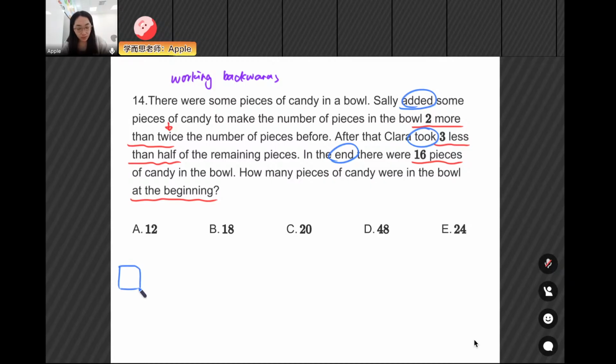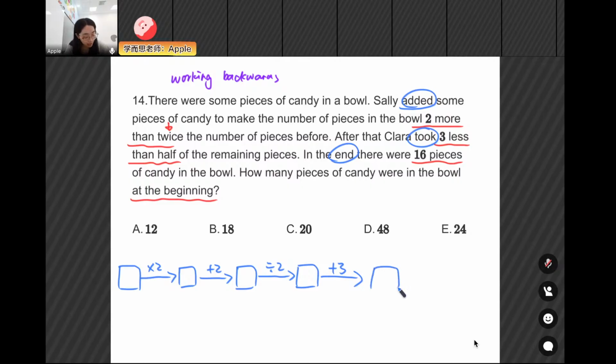Okay, there are some candies. Then firstly, added 2 more than twice. Added, so here times 2, then plus 2. Then following this, took 3 less than half. So firstly, divided by 2. And then, do we really take half? No, that is 3 less, right? So actually, if you took half, you took more. You need to return 3 candies. So that is why, plus 3.